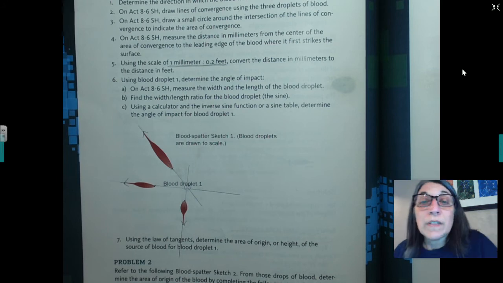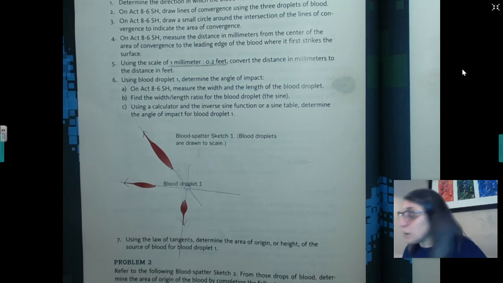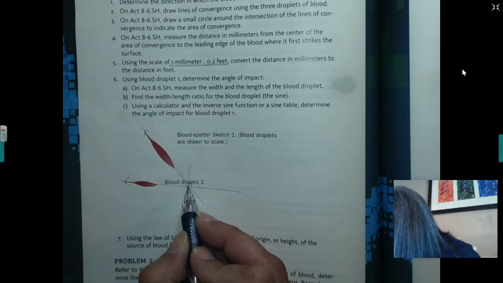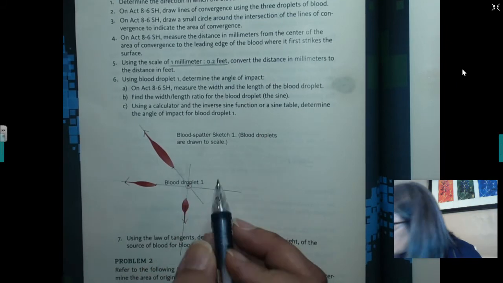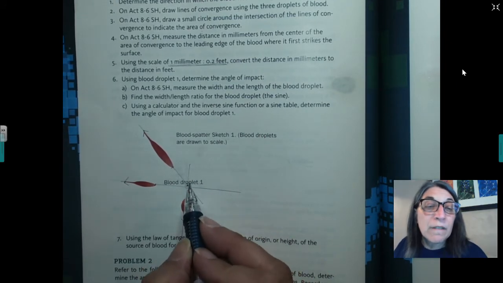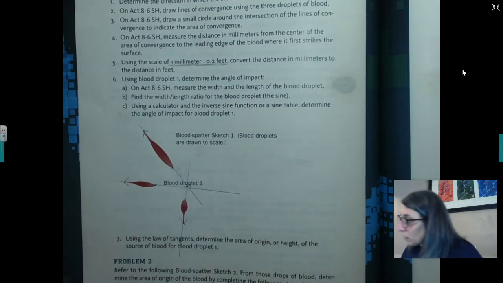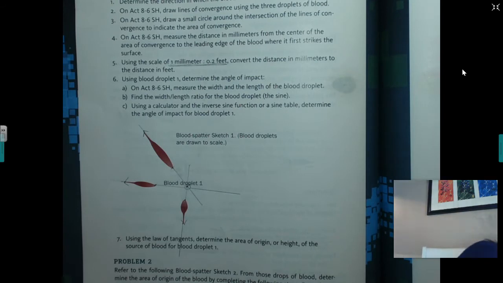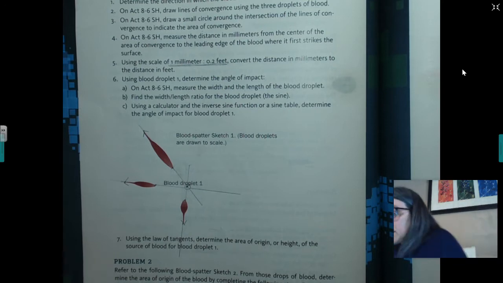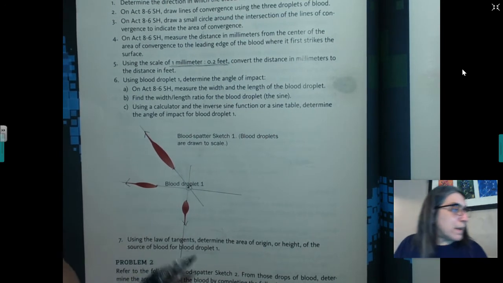Okay, and we're going to convert the distance in millimeters to feet. But the first thing I have to do is measure from the middle of this drop, the middle of the area of convergence, to the edge of one of these drops. And I'm trying to remember which one they used. Hang with me. Okay, I'm going to measure and just see what I come up with.